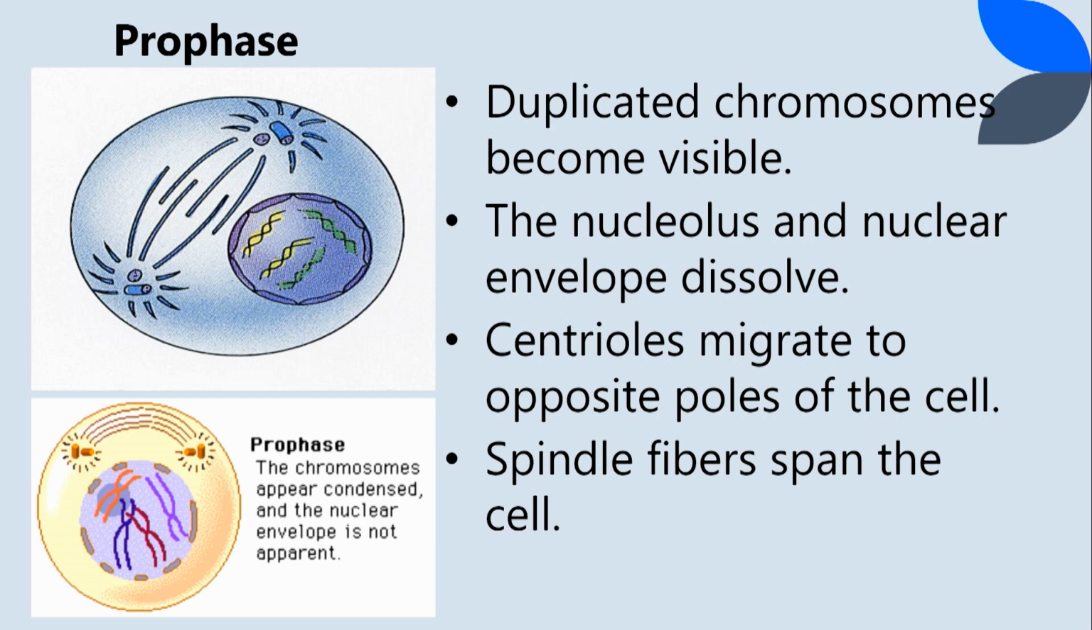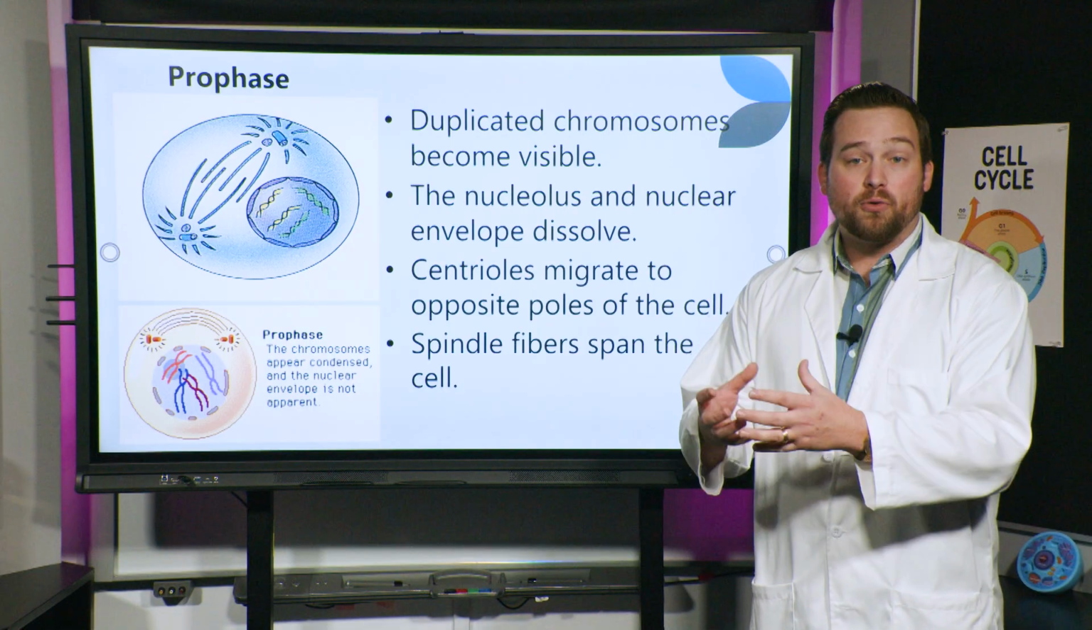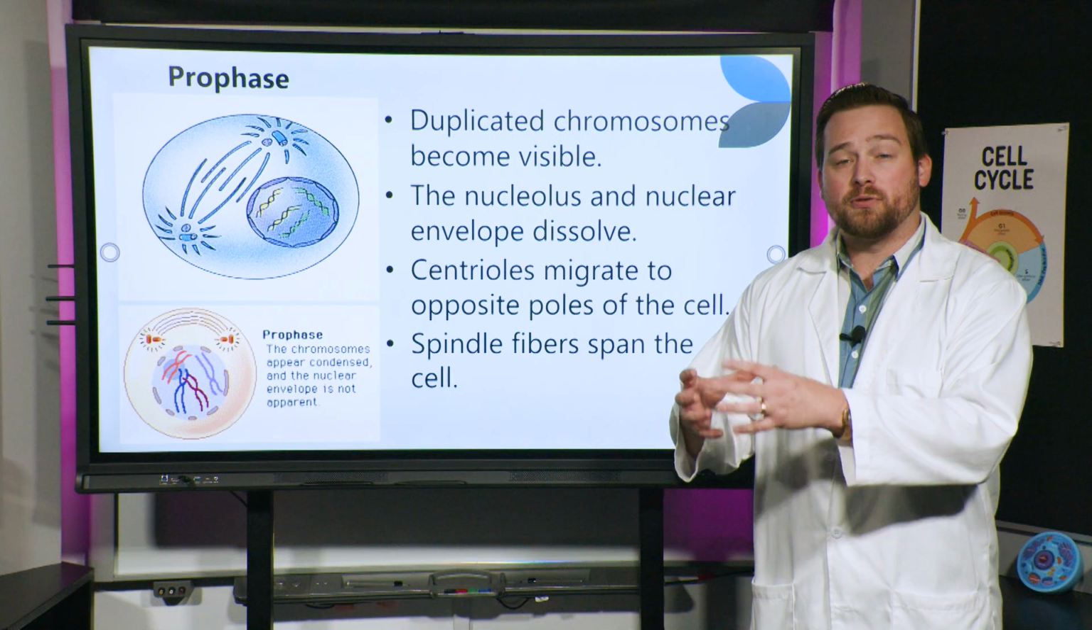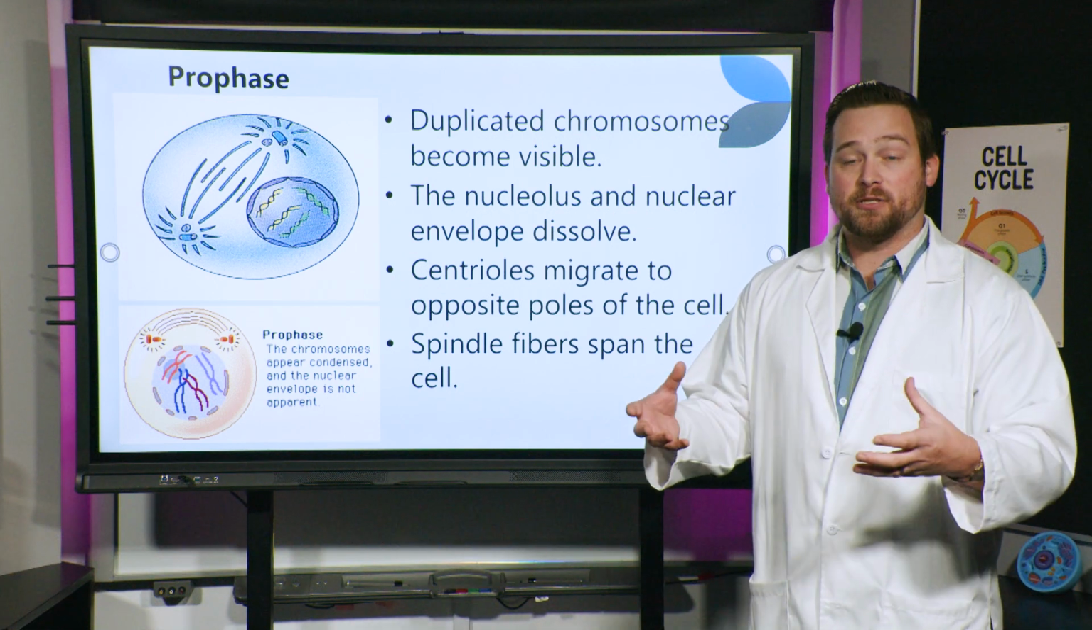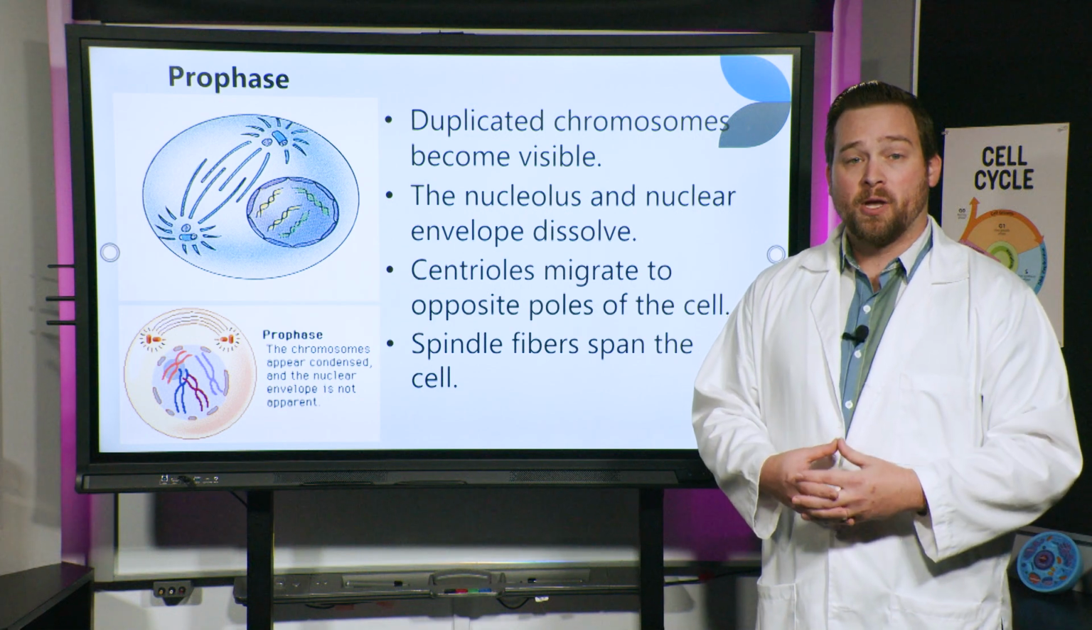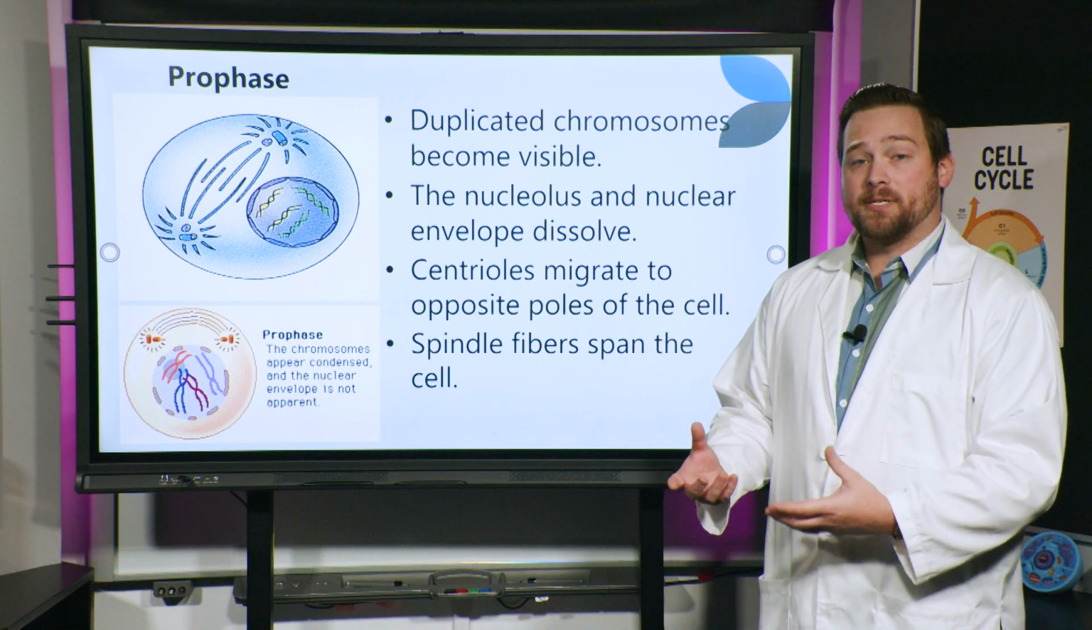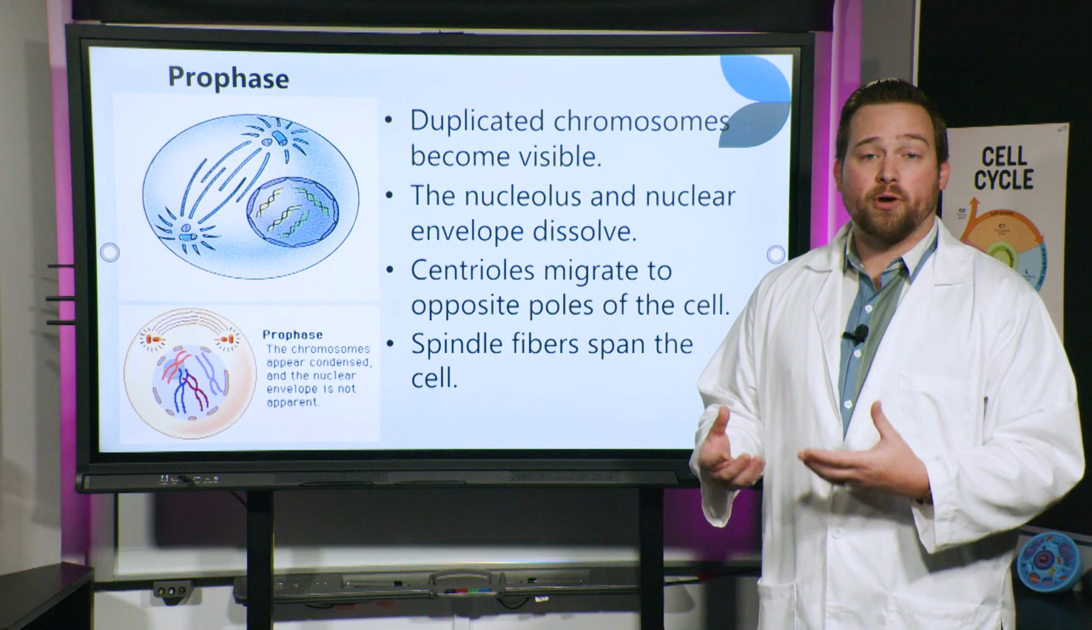First, the chromosomes, which we've already copied, condense and become visible. Also, the nucleolus and the nuclear envelope dissolve. All through interphase, the nucleus is intact to keep the DNA safe. But now we're trying to divide the nucleus, so it has to disappear so that we can get to those chromosomes. Something else that happens is that the centrioles migrate to opposite sides of the cell.